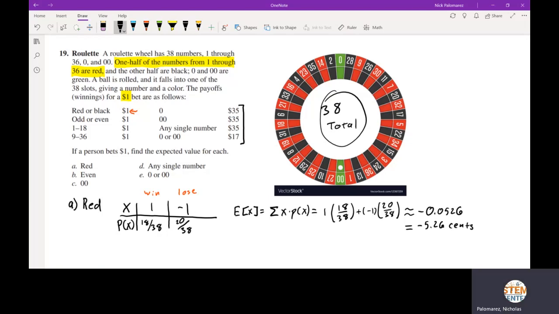So since our expected value is negative, we expect over time to lose money playing roulette, and that's how the casinos make their money. So that's part A. Let's look at part B now.